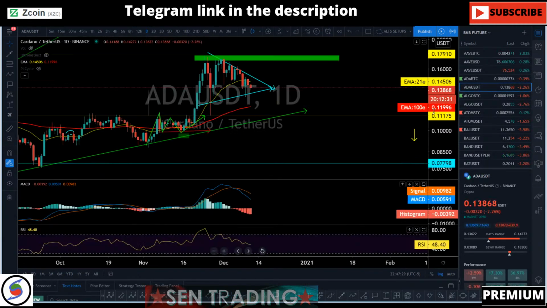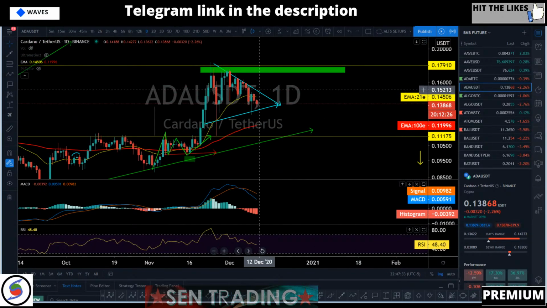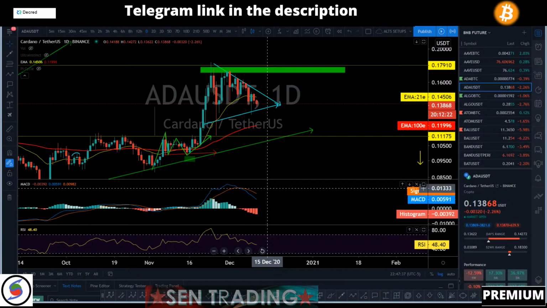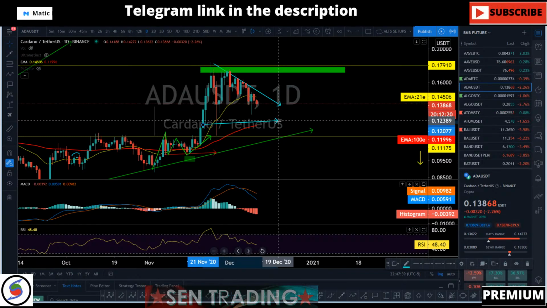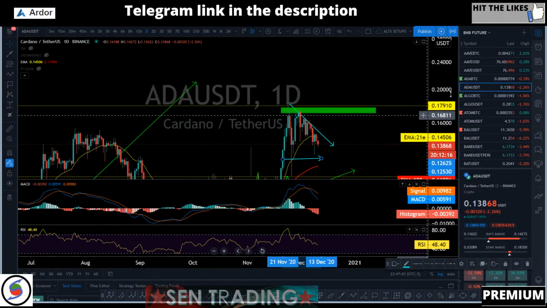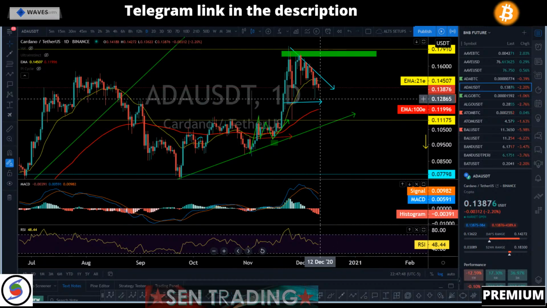So let's take a look at ADA. ADA is still moving in a triangular formation, pushing back up. It's still a bearish setup, but still very consolidative, so it is most likely going to follow BTC. Keep an eye on ADA just in case BTC decides to reverse.